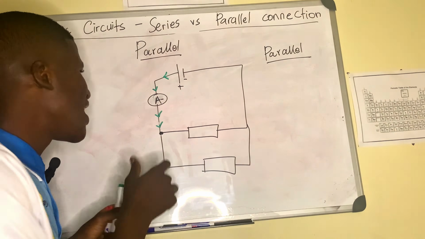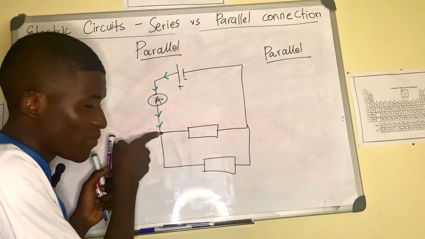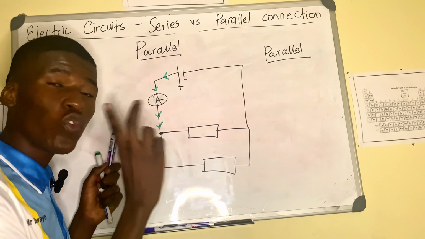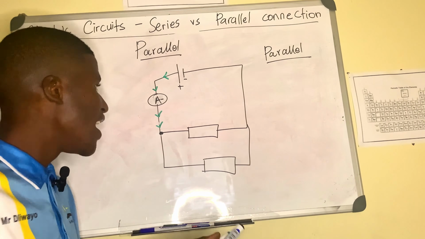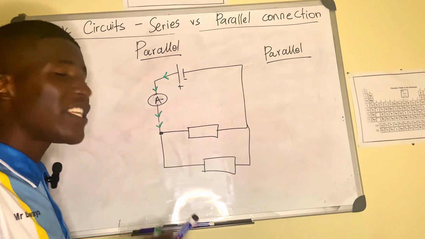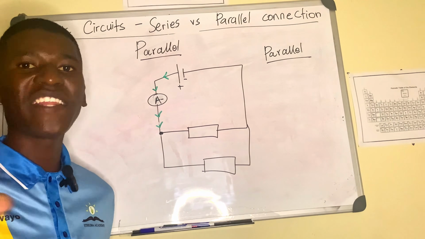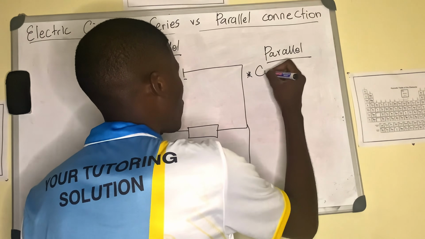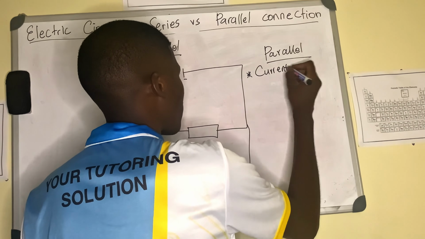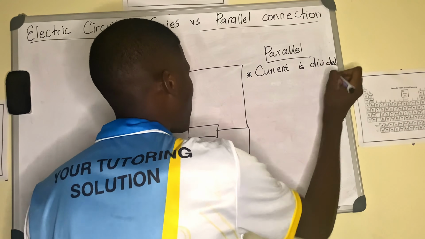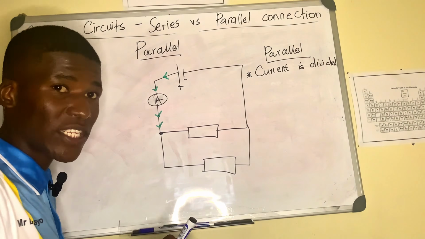So basically, once you reach this position, you can see now that you've got two paths, two ways in which your current can move. So that's when we say that the current is divided. The moment you are in a parallel connection of an electric circuit, we say that current is divided. So here the total current is the one that we are dividing.